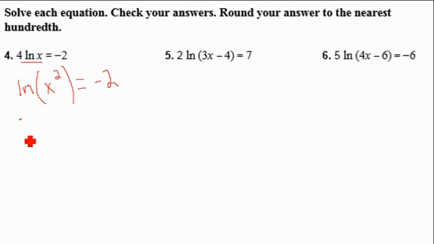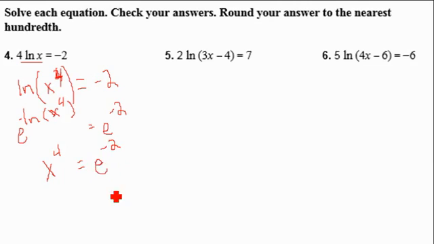And so I'm going to take e to the ln of x squared, or sorry, x to the 4th. What am I thinking? Sorry about that. So ln of x to the 4th equals e to the -2. E to the ln is going to be the inverse, so it's going to just give me 1, and then I have x to the 4th. And that's going to equal e to the -2. And then what I can do is I can 4th root both sides of the equation, and that's going to give me x equals e to the -2.